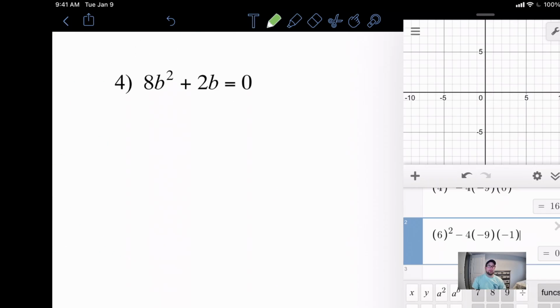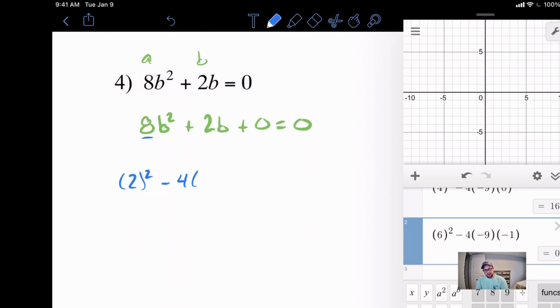Here's another problem. This one's missing a term again. So it looks like this one's missing C because this is A and this is B. Do you remember what we put in the last time? That's right, we put in a 0. So we can say plus 0 because 0 doesn't change the equation when it gets added to it. So plug it into our discriminant formula. B squared, B was equal to 2, minus 4 times A, which is 8, times C, which is 0.